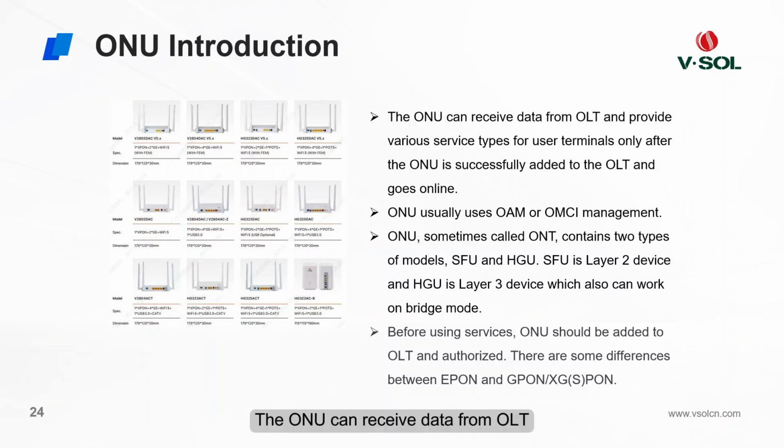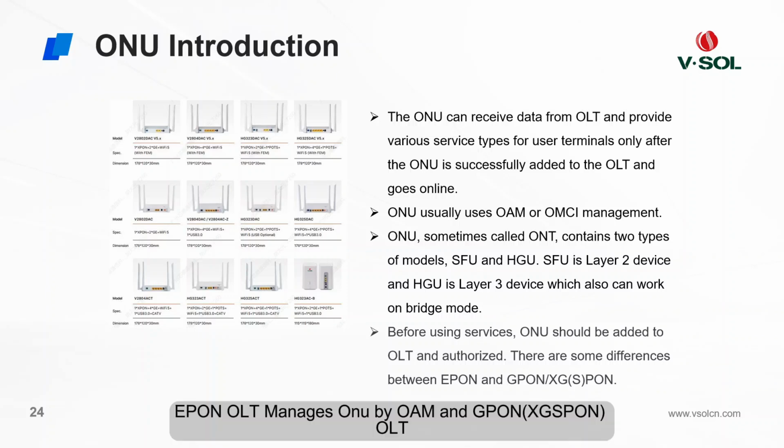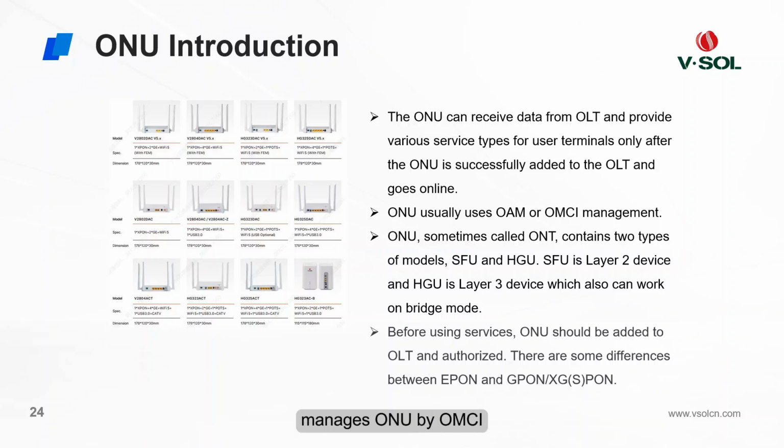The ONU can receive data from OLT and provide various service types for user terminals only after the ONU is successfully added to the OLT and goes online. EPON OLT manages ONU by OAM, and GPON and XGS-PON OLT manage ONU by OMCI. There are 2 types of ONU, SFU and HGU. SFU is a Layer 2 device and HGU is a Layer 3 device, which also can work in bridge mode.